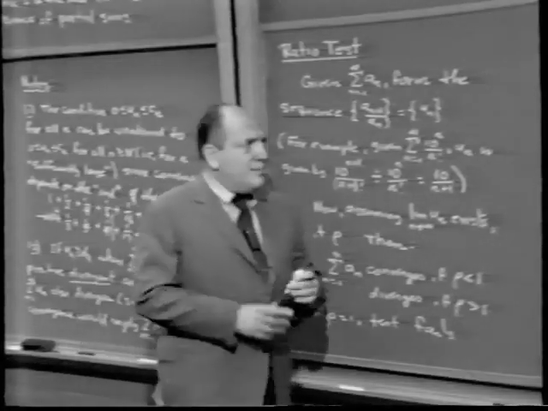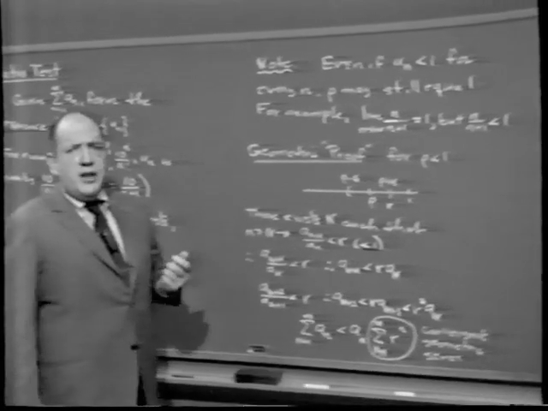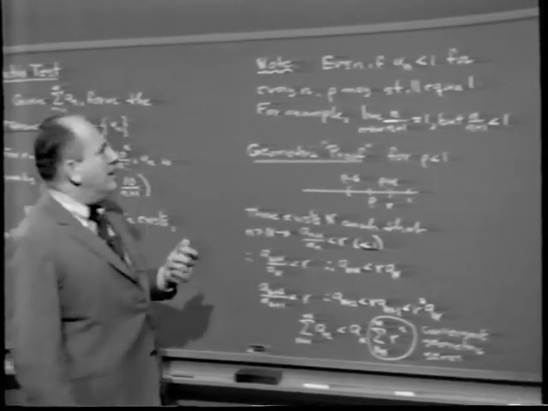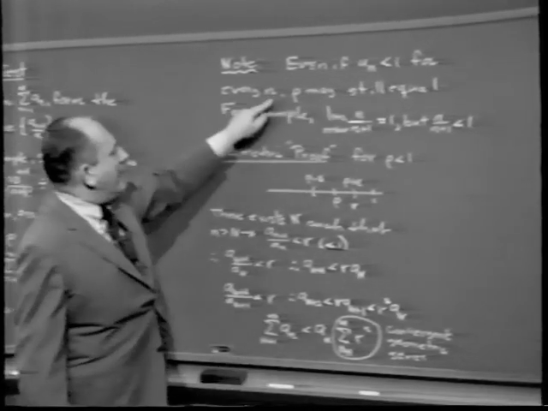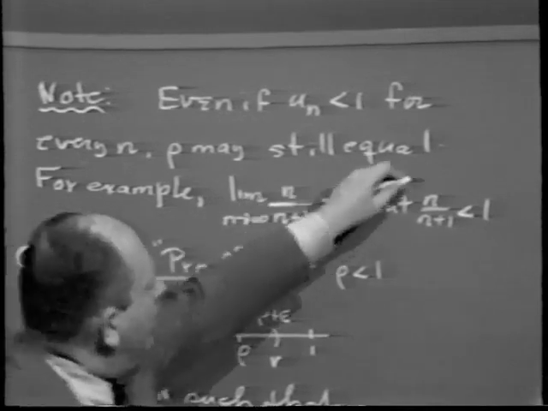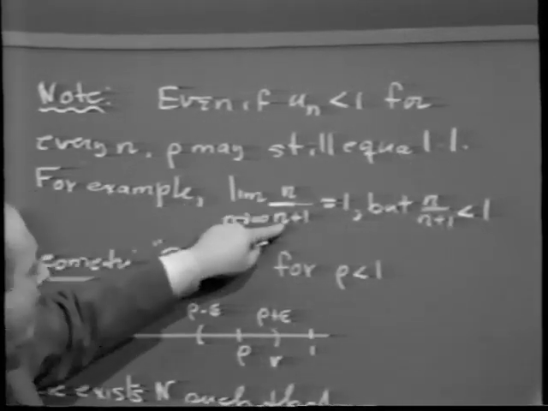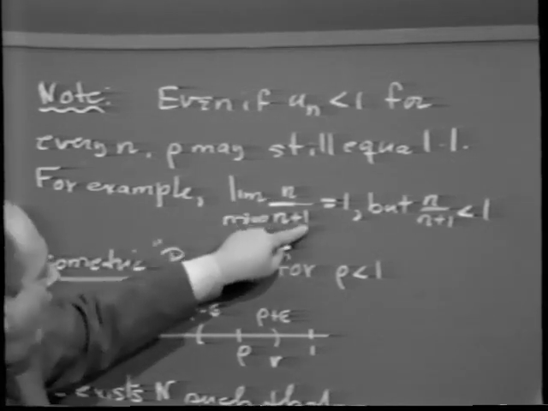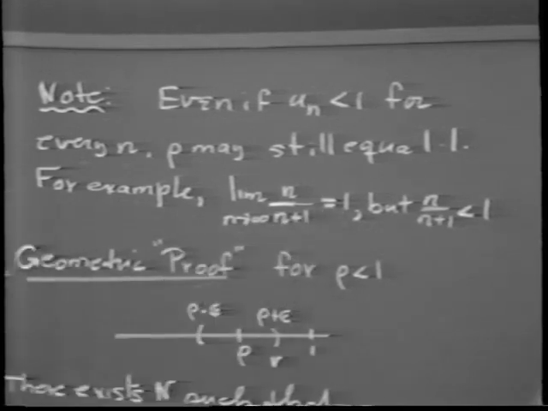Let me point out an important observation here. Notice the difference between the limit equaling 1 and each term of the sequence being less than 1. In other words, notice that even if u sub n is less than 1 for every n, rho may still equal 1. For example, look at the terms n over n plus 1. For each n, n over n plus 1 is less than 1. Yet the limit as n approaches infinity is exactly equal to 1.